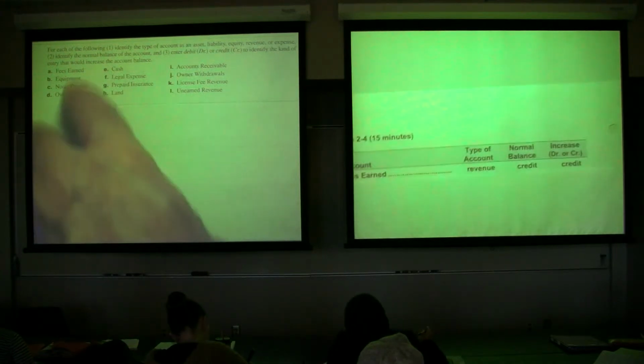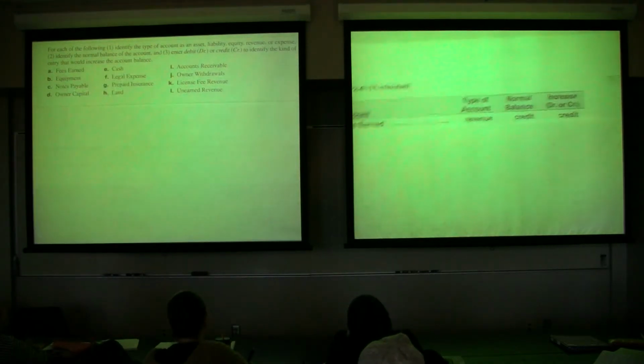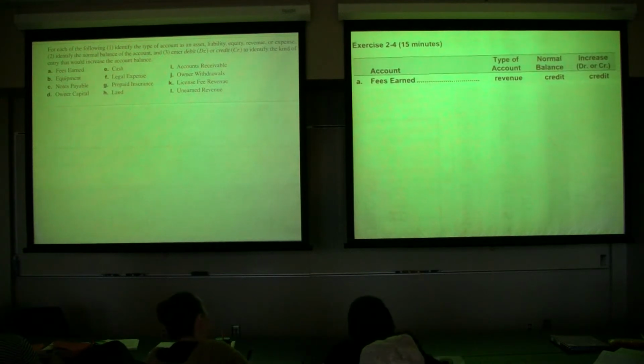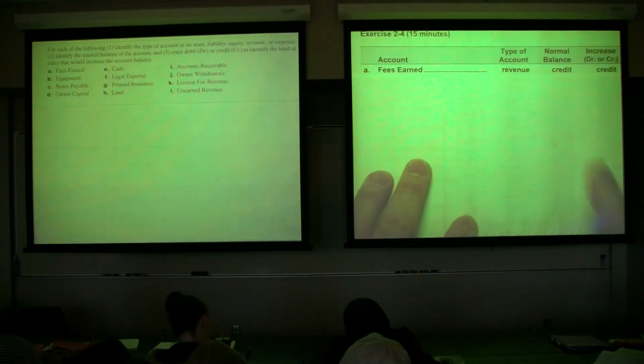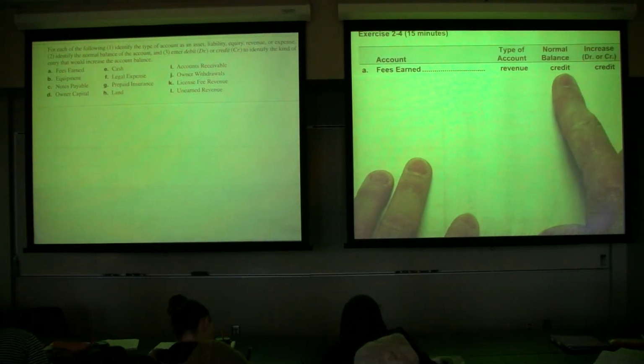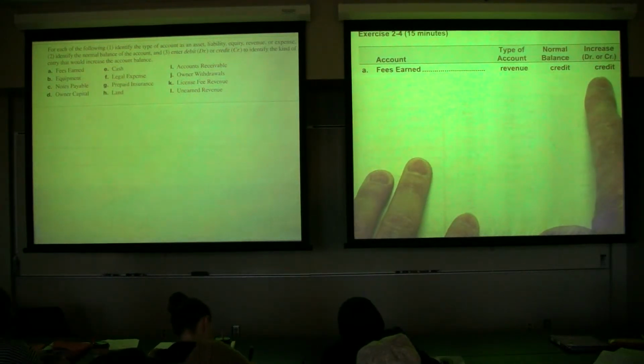The first one is fees earned. Fees earned is a revenue account. It has a normal balance of a credit, and it will increase with a credit.